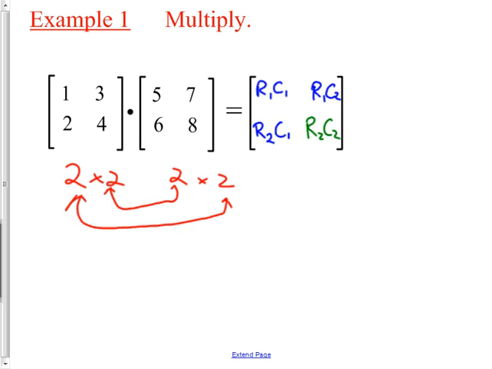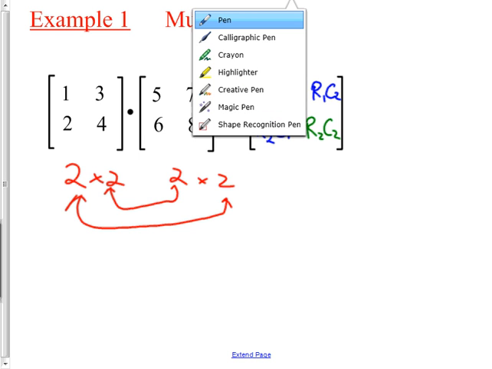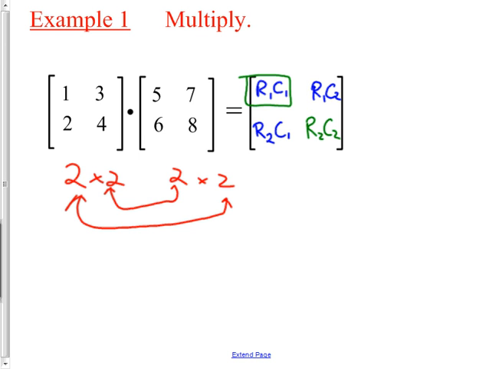Now, let's say I actually wanted to get the answer to put in this spot right here. Well, I'm going to take row 1 and put it with column 1. And I'm going to do it with a highlighter. You can do it any way you want to. But I'm going to use my little highlighter tool. Where the heck is my highlighter? Maybe it's one of those. There we go. Highlighter. Okay. Here's row 1. Here's column 1.